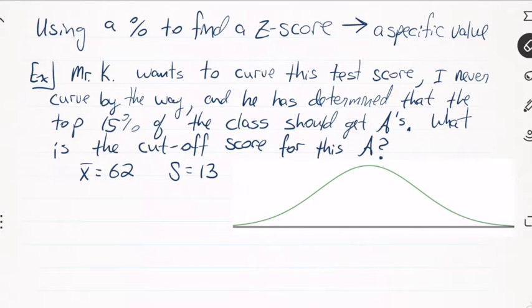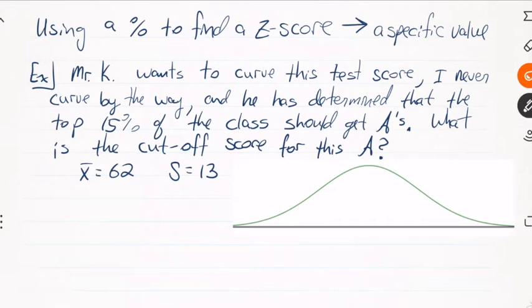All right, so here's a problem where I want to go from a specific percent to either below or above a number to find a specific z-score, which will bring us to a specific, in this case, test score that will be a cutoff for A. So Mr. K wants to curve his tests. By the way, I never curve my tests. And he has determined that the top 15% of the class should have A's. What is the cutoff score for this A? So we know that the top 15% of the class is going to get these A's.